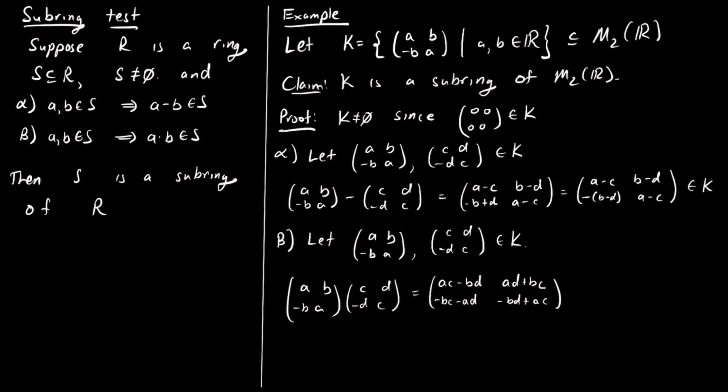Okay, so let's clean this up just a little bit. This is going to be AC minus BD. Over here, I have AD plus BC. Down in the bottom left, I'm going to have negative AD plus BC. And on the bottom right, I have AC minus BD again. And I see that I've produced an element of K. I check that the two diagonal entries are equal and the other two entries are negatives of one another. So I've shown that K is a subring of M2 of R.